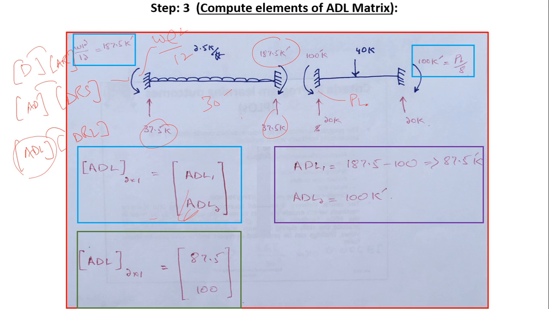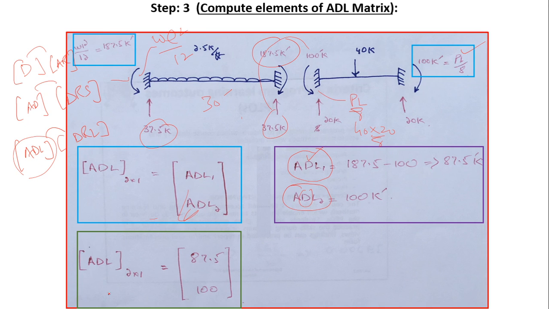and the magnitude of this moment is PL by 8. P is 40 and L is, I think, 20, and you divide by 8, you get 100 kip foot. So it's easy. It is written here. ADL1 is action due to load, and that is corresponding to your chosen displacement. Action due to load corresponding to your chosen displacement.